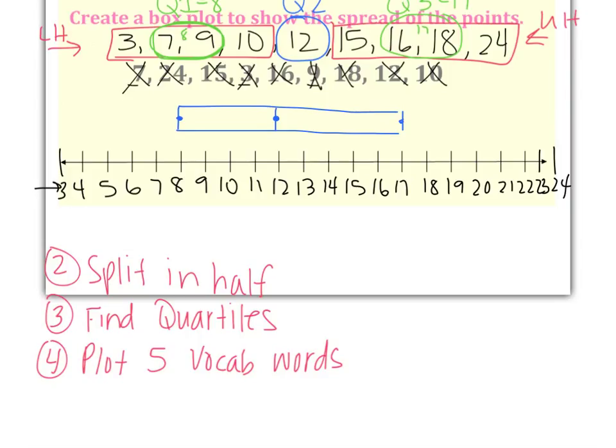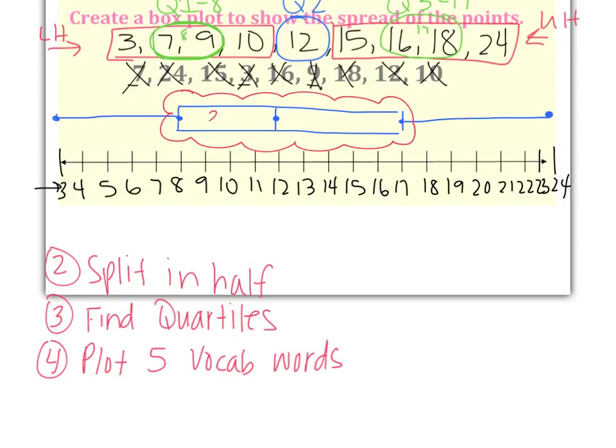Then I'm going to plot my maximum, which is over here at 24, and connect the quartile 3 dot to the maximum. And then I'm going to plot my minimum dot over here and connect that to the box. So here's what this is saying. The bulk of your data is right here in your box. 50%, because 25% and 25% equals 50% of your data is right there. Your lower extreme right here is 25%, and your upper extreme right here is 25%. So the bulk of your data is between 8 and 17.